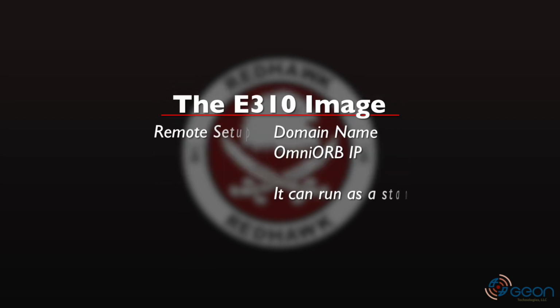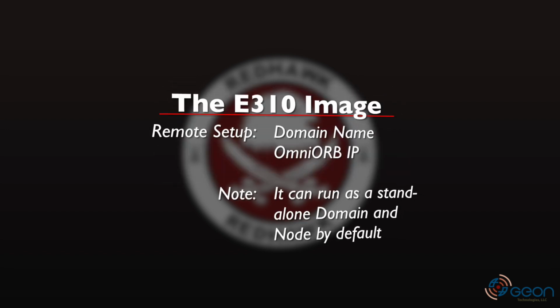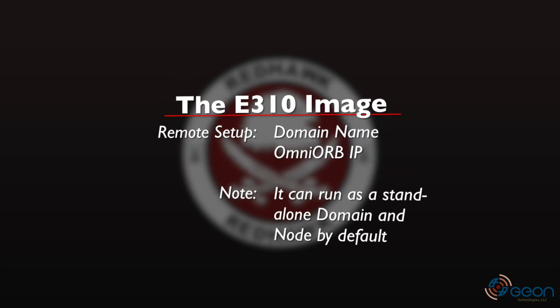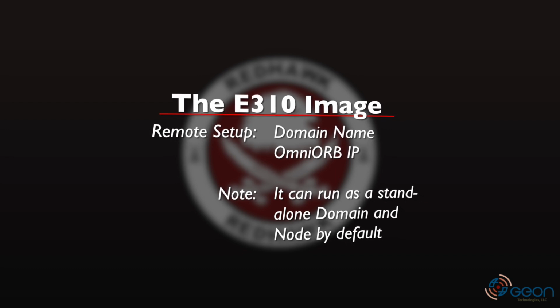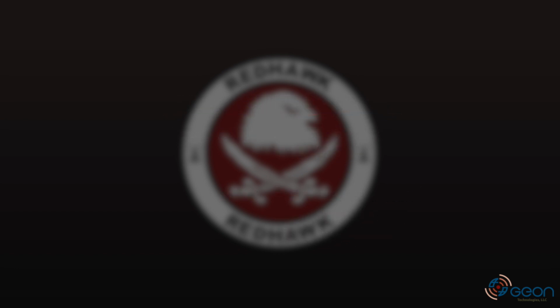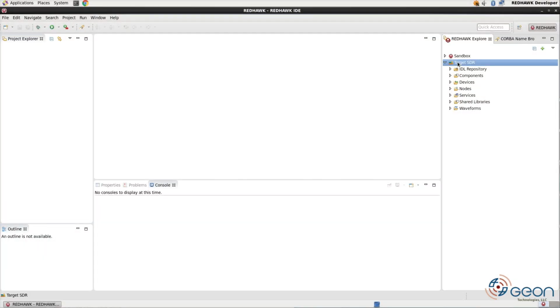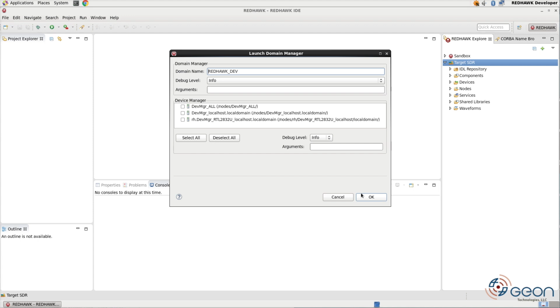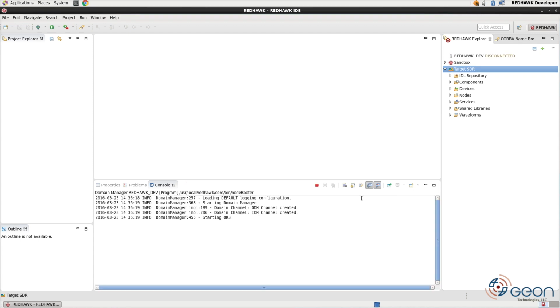For the E310 image, an automatically launching REDHAWK node is installed along with the usurp UHD device that's found on the REDHAWK-SDR GitHub repositories. Set the domain and Omni services IP, and you're off to the races. Before we move on, here's a shot of the IDE, where I've started and connected to the default domain running on my virtual machine.